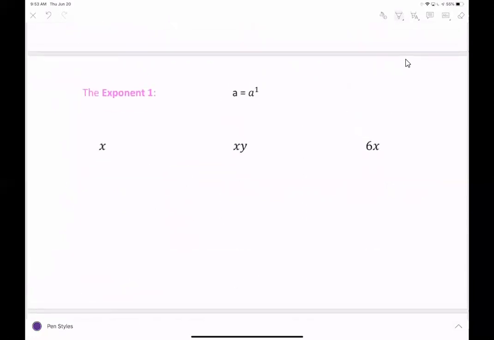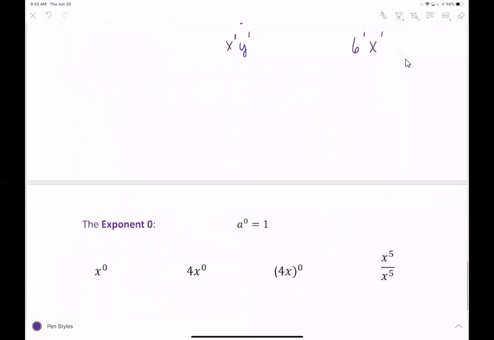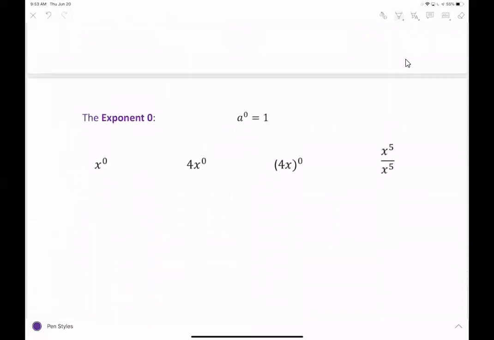The fifth rule just says that if a base doesn't have an exponent written, it's an understood 1. So in this case, x has an understood 1. Here the x has an understood 1, the y has an understood 1, and then in the 6x, the 6 has an understood 1, and the x has an understood 1. So it's important to think that any base, if it doesn't have an exponent written, is always understood to be a 1. And our last rule here is the exponent of 0.